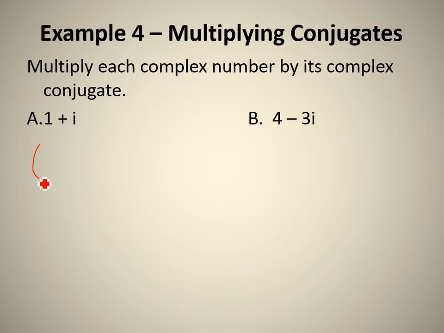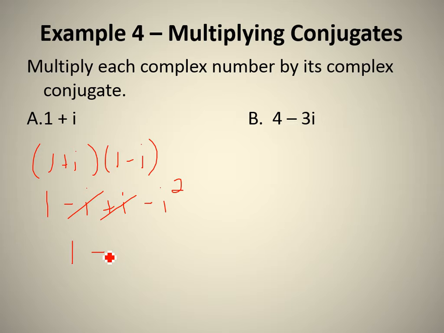So with 1 plus i, I'm going to multiply this by 1 minus i. That's its complex conjugate. So when I FOIL that, I got 1 times 1 is 1. I got 1 times negative i is negative i, times 1 is positive i. And then i times negative i would be negative i squared. So notice here the two middle terms cancel out, and what I'm left with here is 1 minus, so remember I'm going to make i squared negative 1. So I end up with 1 minus negative 1, which when I combine those, I get an answer of 2. So that's for part A.